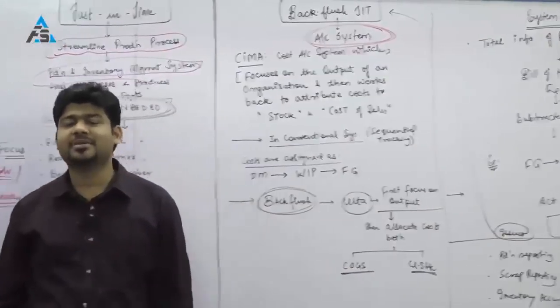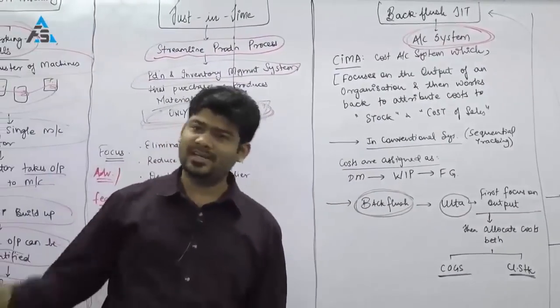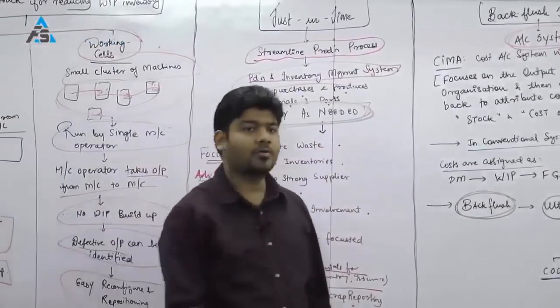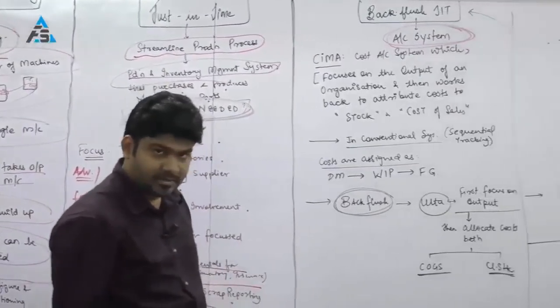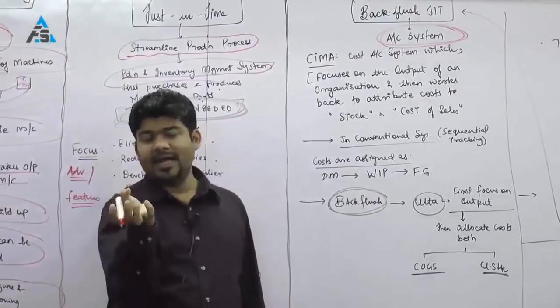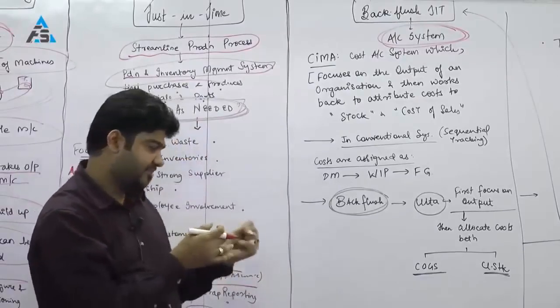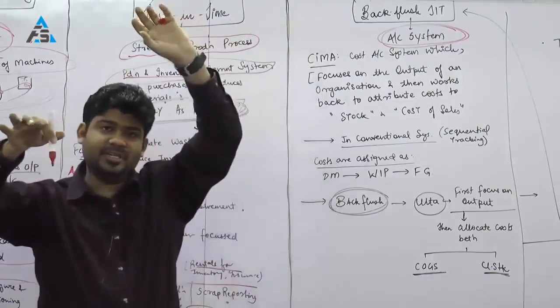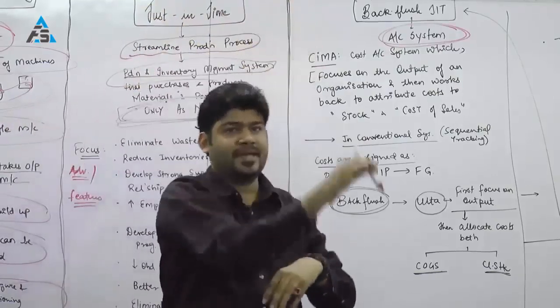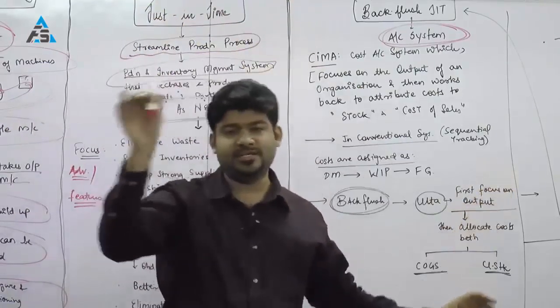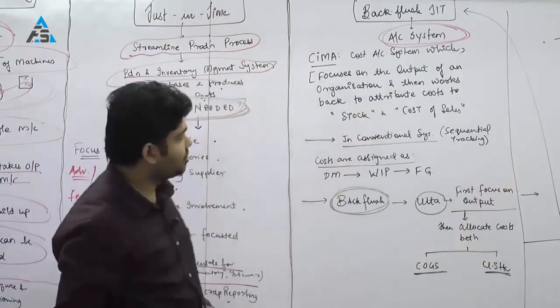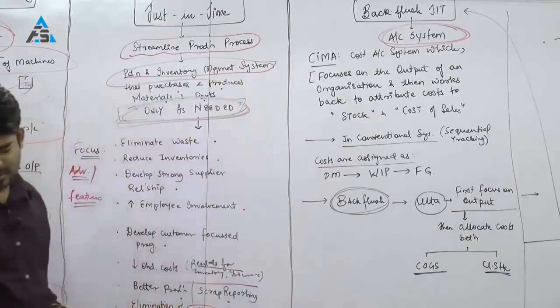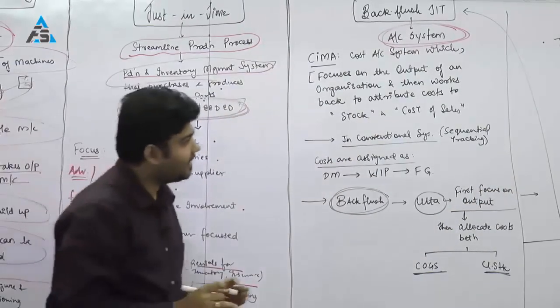बैकफ्लश कोई रॉकेट साइंस नहीं है, it is just a simple method of accounting. अपना मेथड ऑफ अकाउंटिंग क्या होता है, माल आएगा, रॉ मटेरियल आया, फिर प्रोडक्शन में गया, फिर फिनिश गुड्स बना, फिर सेल्स हुआ. सो हर एक पॉइंट पे RM received, मशीनरी, FG, सेल्स, हर एक स्टेप पे अपन लोग उसका अकाउंटिंग करते जाते हैं. यहाँ पे ऐसा नहीं होता है.